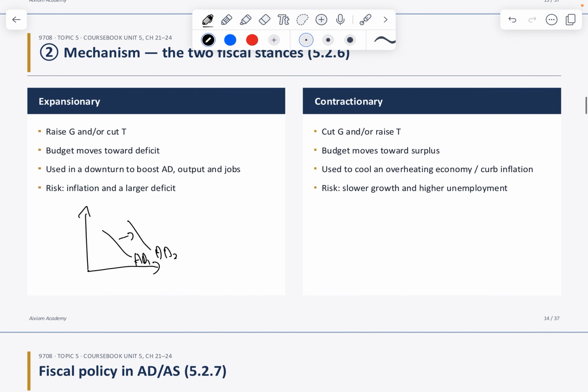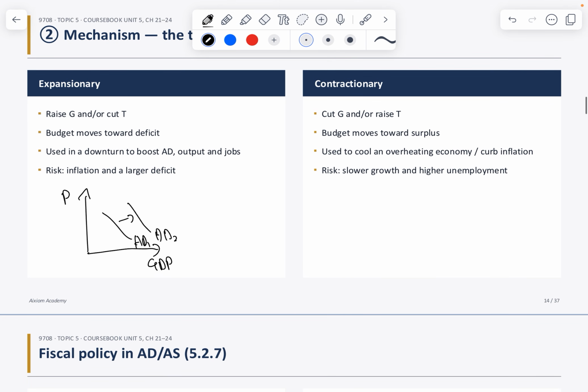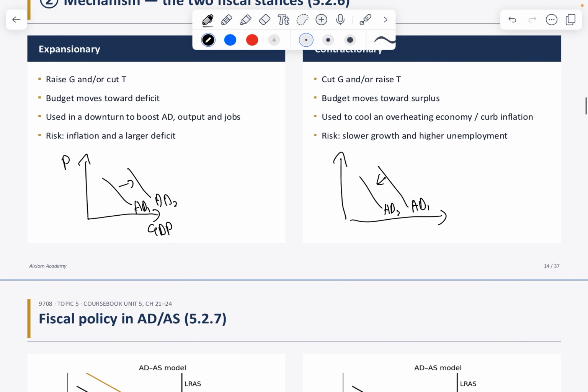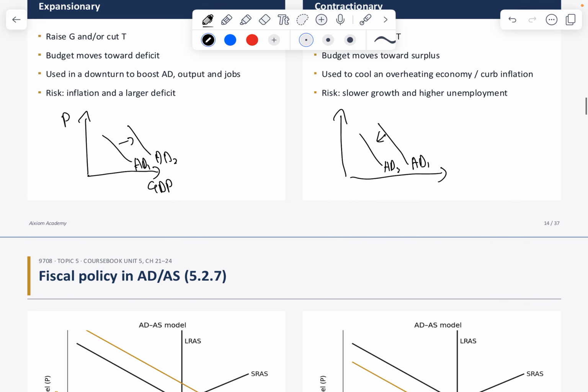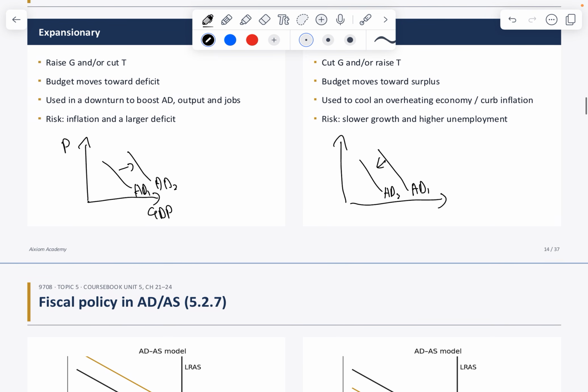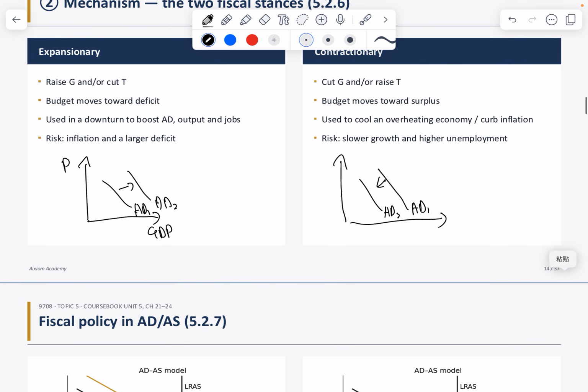And then we have contractionary policy, which aims to reduce the aggregate demand. Sorry for the not-looking-good graph, but it just illustrates what it means.